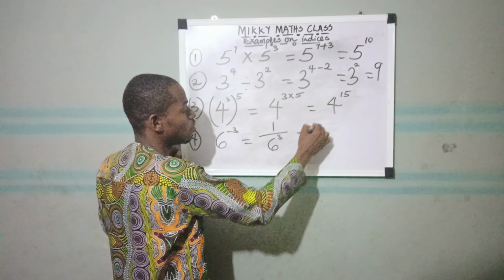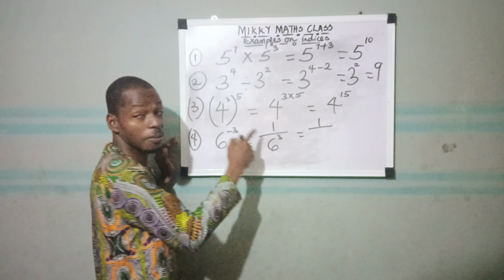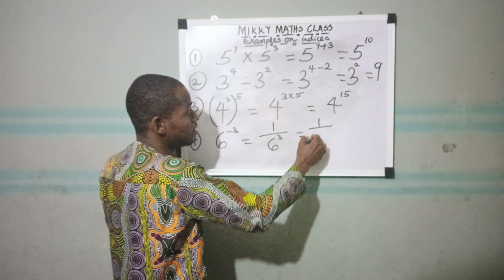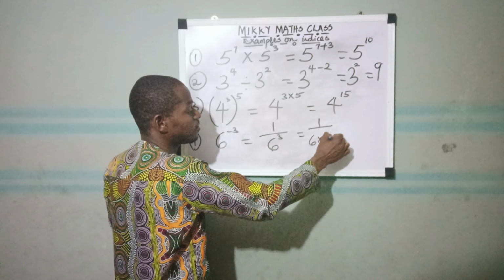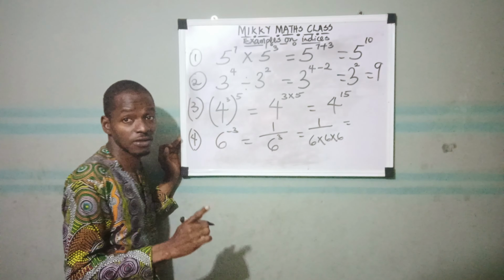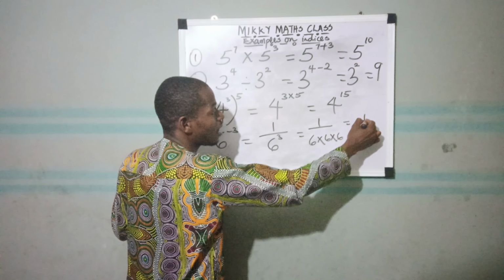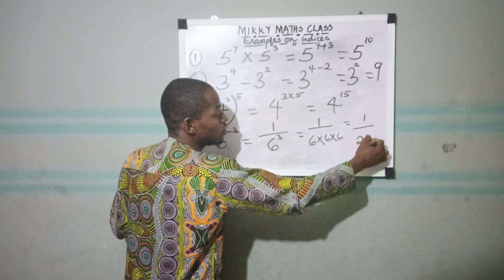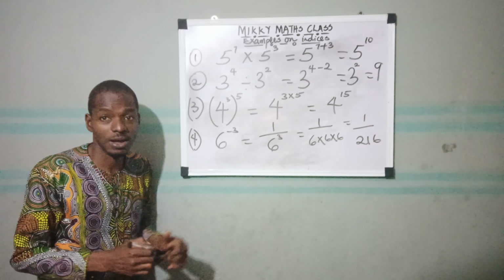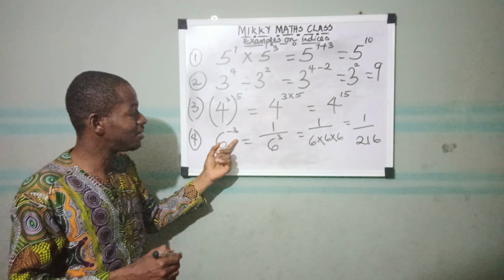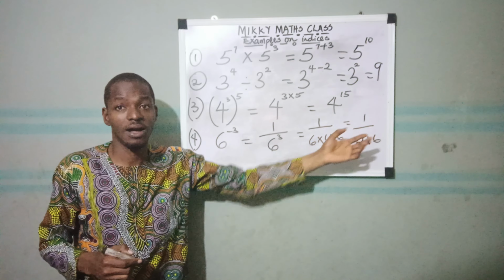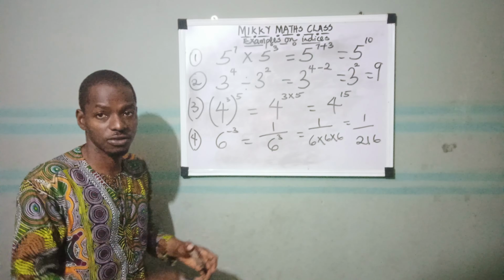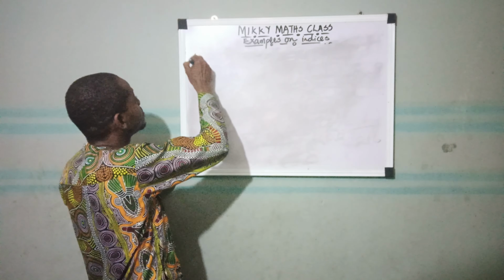Now this becomes 1 over 6 raised to the power 3, which is the same thing as writing 6 times 6 times 6. That's 6 in 3 places. And that's the same thing as 1 over 216. So 6 raised to the power minus 3 is the same thing as 1 over 216. All right, so we take the fifth one.